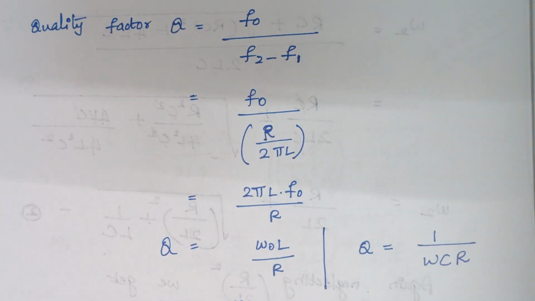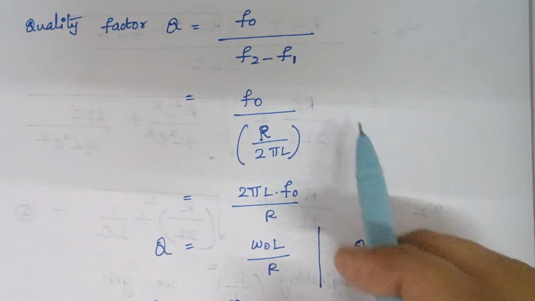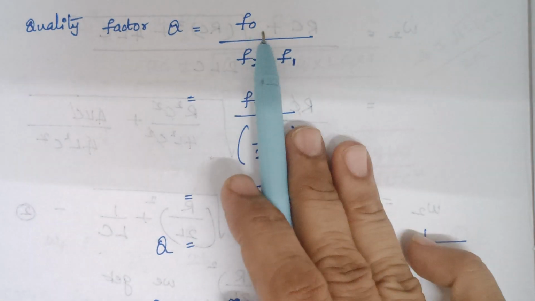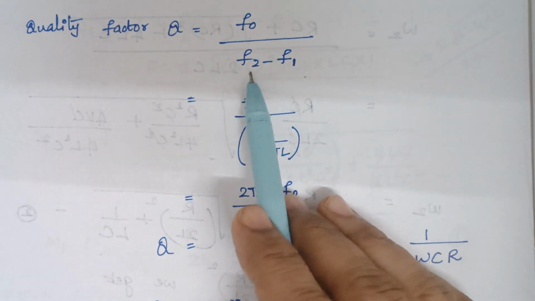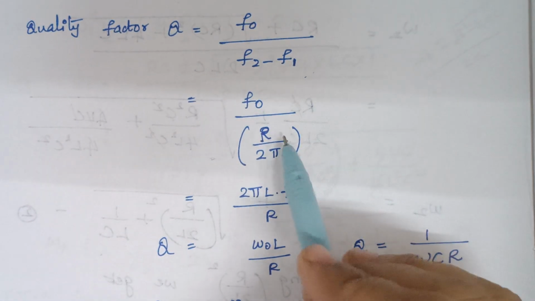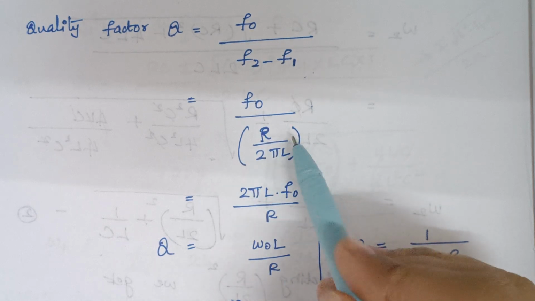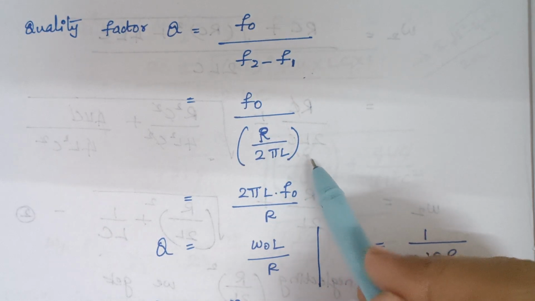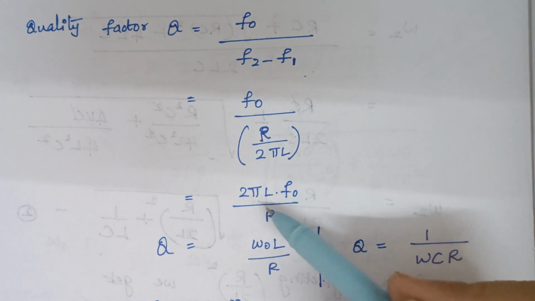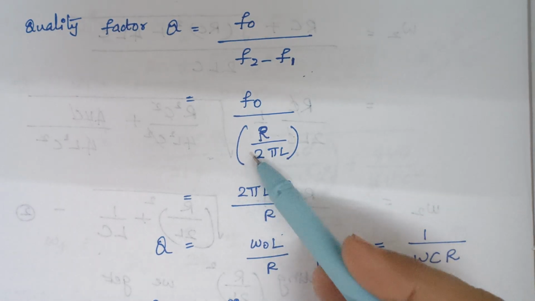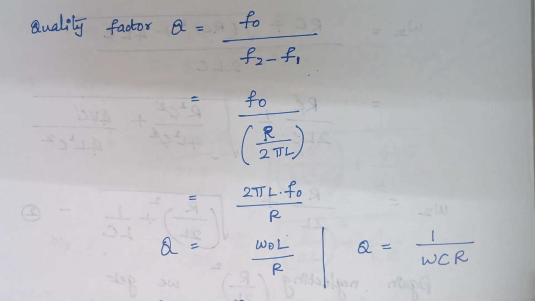The next thing is quality factor. So quality factor Q is given by F0 by F2 minus F1. So we know the value of F2 minus F1, right? It is nothing but R by 2 pi L. So just substitute the value here. And again, when you rearrange, you see we are getting an expression like this: 2 pi L F0 by R. So this is our quality factor Q.